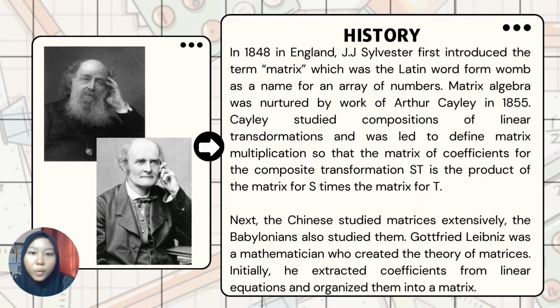In 1848, in England, James Sylvester first introduced the term matrix, which is the Latin word for womb, as a name for an array of numbers. Matrix algebra was nurtured by the work of Arthur Cayley in 1855. Cayley studied the composition of linear transformations and was led to define matrix multiplication so that the matrix of coefficients for the composite transformation ST is the product of the matrix for S times the matrix for T.